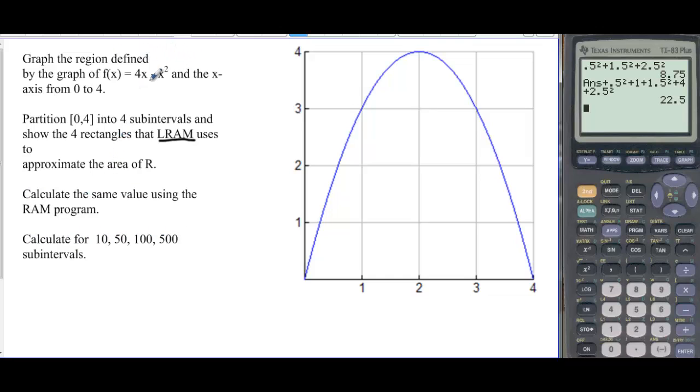So the first thing we're asked to do is graph this. Well, we can take an x out. That's 4 minus x. So the zeros are 0 and 4. So here's 0 and here's 4. And this goes up to a height of 4.